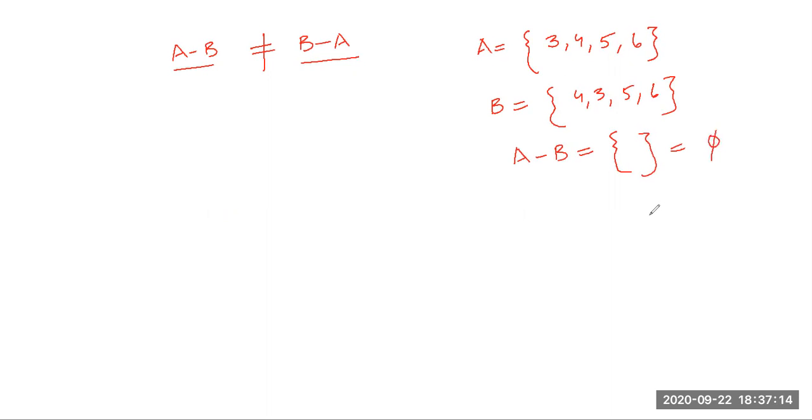A minus B would be a null set, because if I take 3, it belongs to A, but it also belongs to B. I don't want to take it. I want to take only that element which belongs to only A, not to B. All these elements belong to A as well as B. So the answer will be a null set. All right, that's really great.